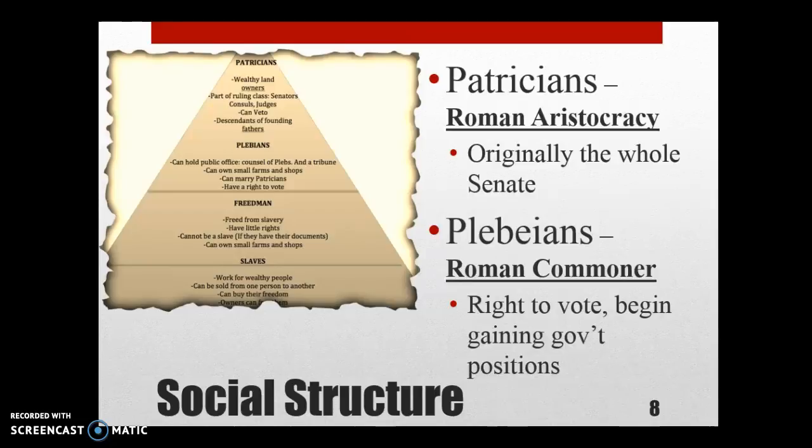As time goes on throughout the Republic, they will evolve and include more and more of those lower class citizens, plebeians, again, male citizens, but lower class, lower wealth, as part of that representative democracy. And again, those plebeians will be those commoners, those average people.